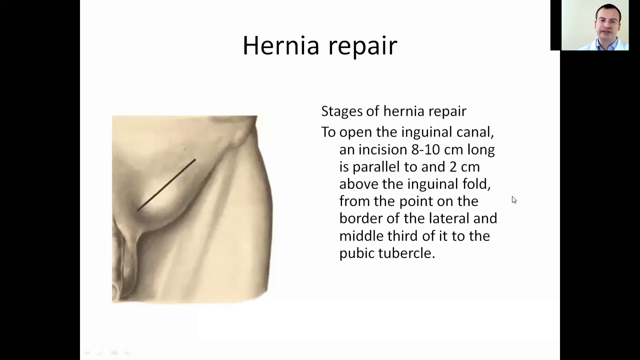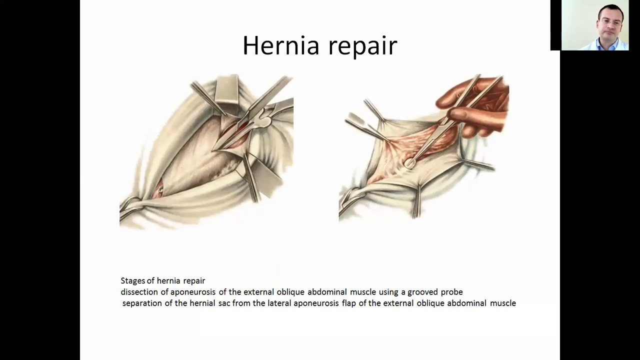Hernia repair, stages of hernia repair. To open the inguinal canal, an incision 8 to 10 centimeters long is made parallel to and 2 centimeters above the inguinal fold, from the point on the border of the lateral and middle third of it to the pubic tubercle. Dissection of the aponeurosis of the external oblique abdominal muscle using a grooved probe, separation of the hernial sac from the lateral aponeurosis flap of the external oblique abdominal muscle.